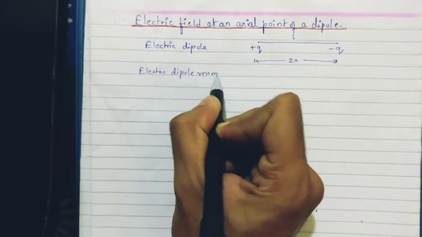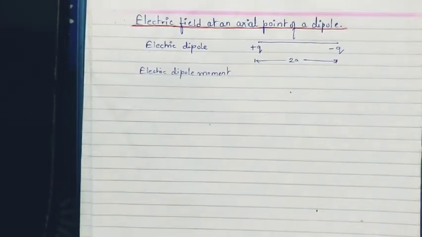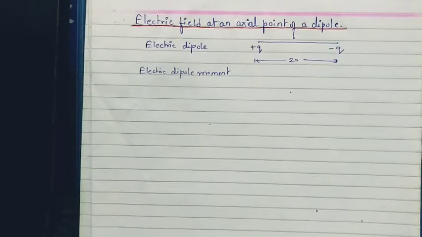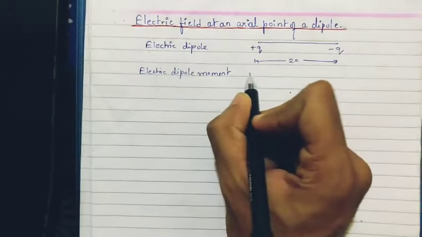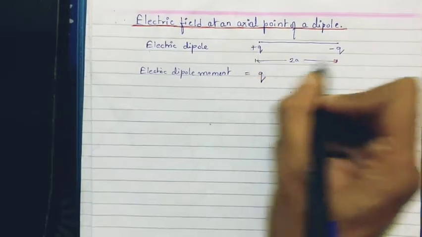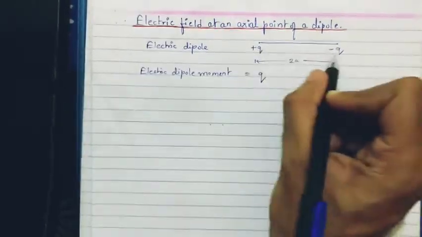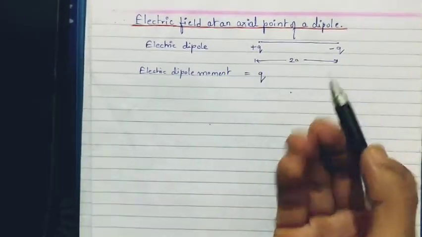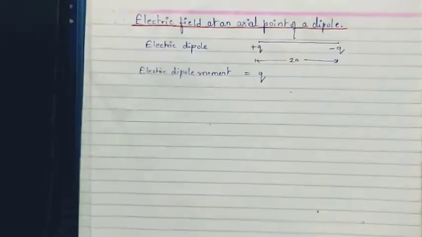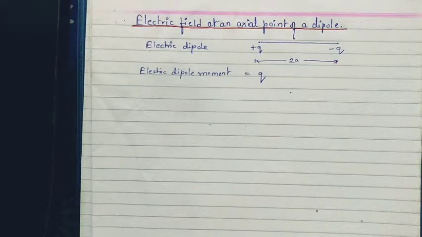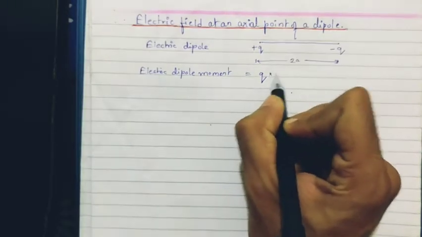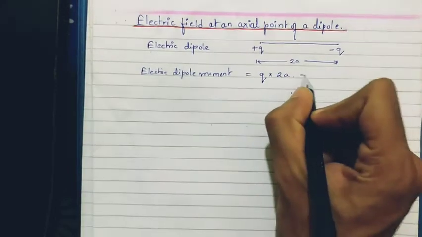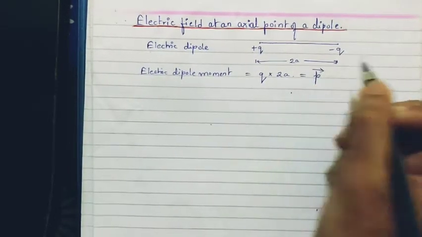So what was electric dipole moment? It is a vector quantity whose magnitude is either charge, that is q, times the distance of separation. Because these two charges are equal in magnitude, you can take any one of them, so q and q, same thing. So q times the distance of separation between them, that is 2a. This was the electric dipole moment, denoted by p, and it is a vector quantity.